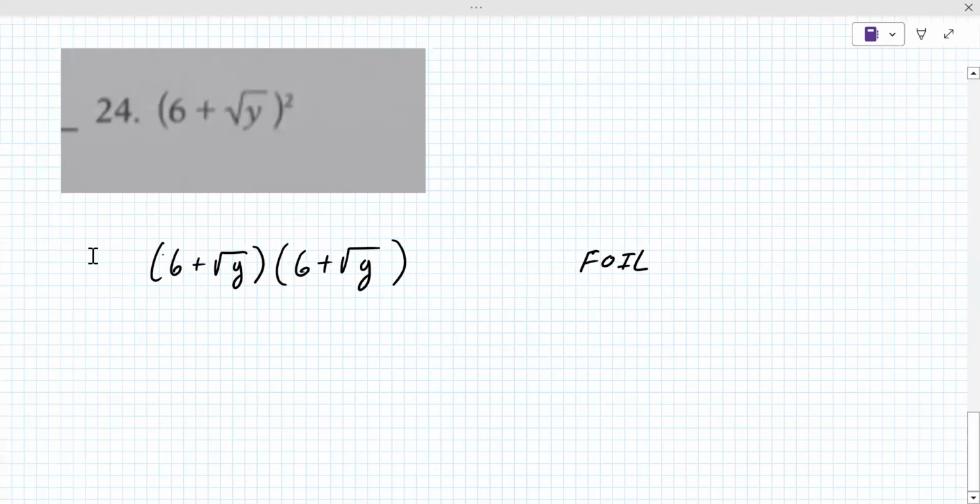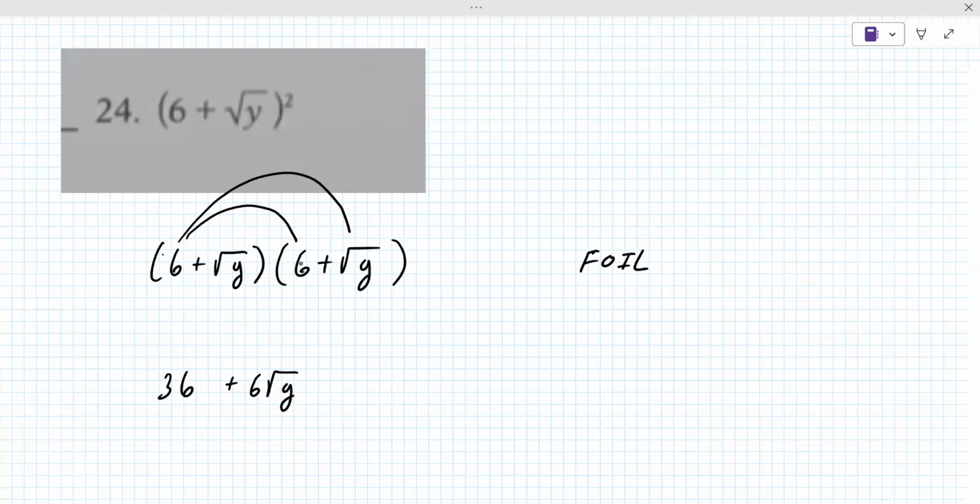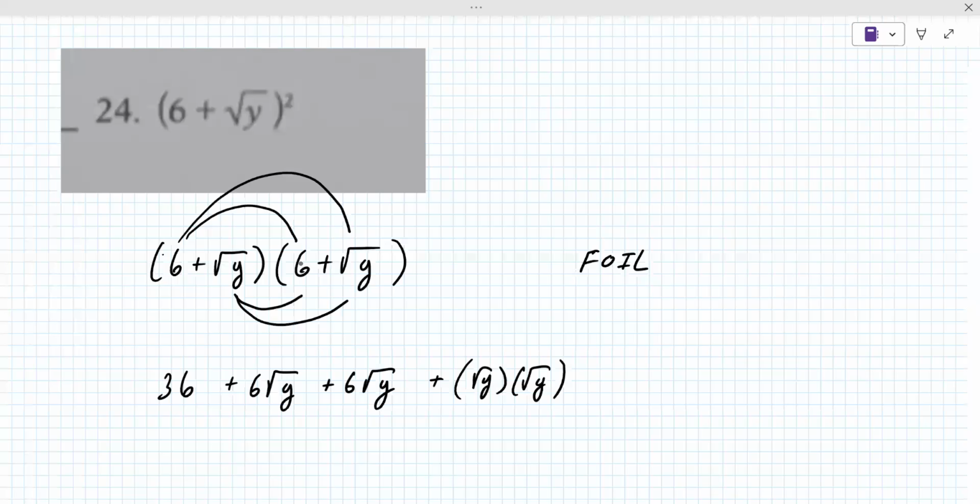FOIL. So 6 times 6, we're going to do that first. 6 times 6 is 36. 6 times the square root of y is 6 square root of y. Square root of y times 6 is 6 square root of y. And then square root of y times square root of y is, and you can write it here, it becomes just y.